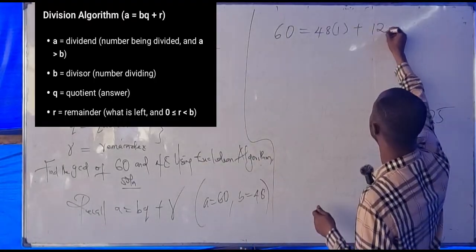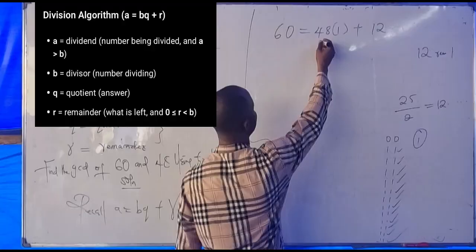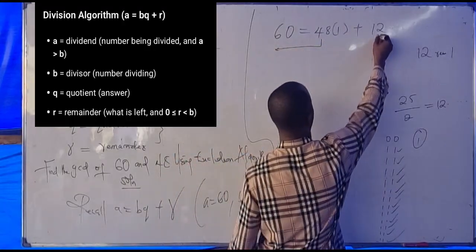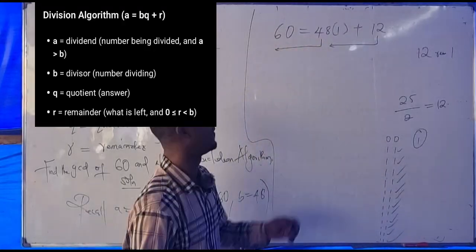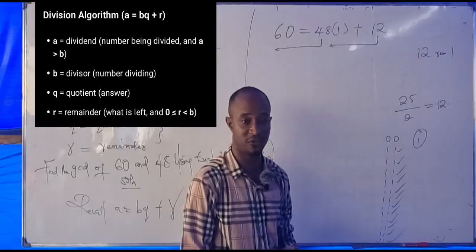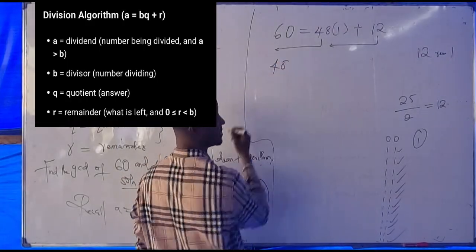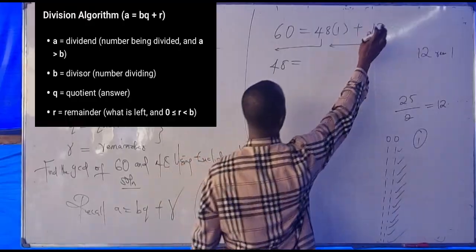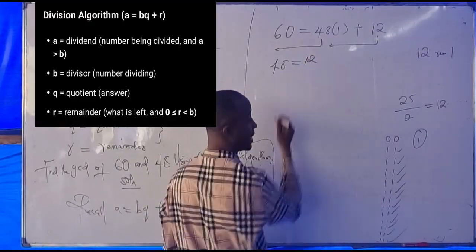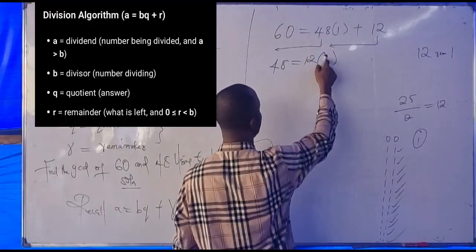12. I will extend this one here, and extend this one here. 48 and 12. Which is bigger? 48. 48 will now represent what? Yes, my A. Equals to what? Here becomes what? Our B. What will be the quotient?